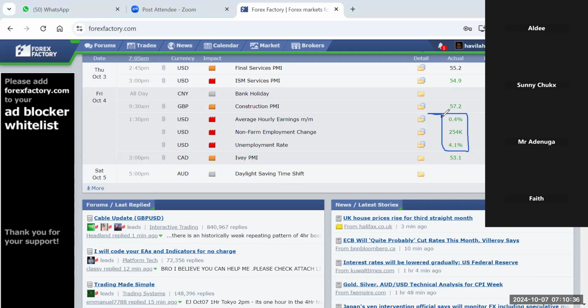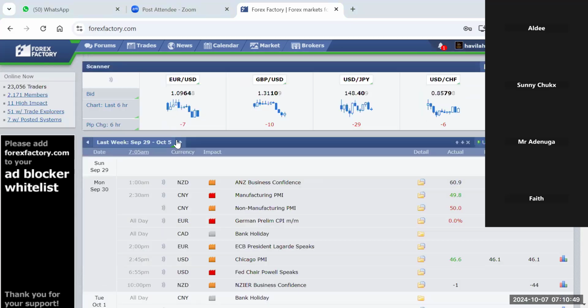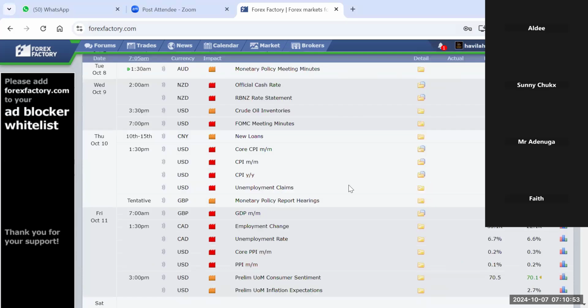Before now, NFP has been unstable for 2 consecutive months, but it was a good thing we had good data on Friday, which gave us a very good result. So this week, I mentioned NFP because that was a major event for last week. The major event for this week is the CPI, which is coming up on Wednesday. We'll look briefly into that, but let's get started with the other events first.